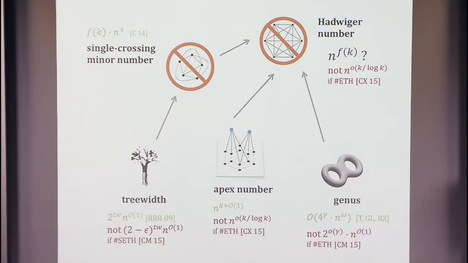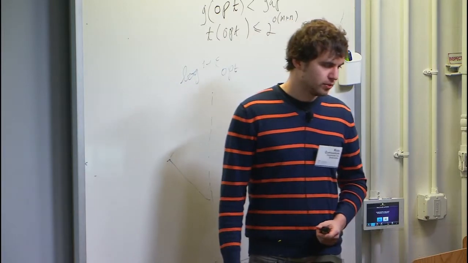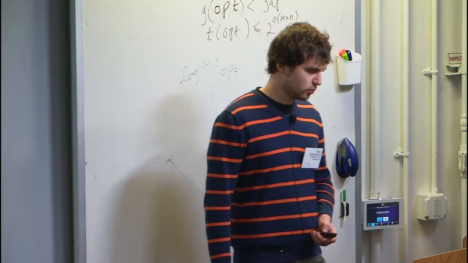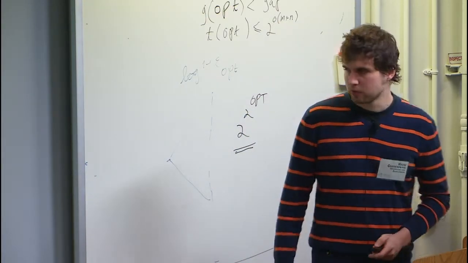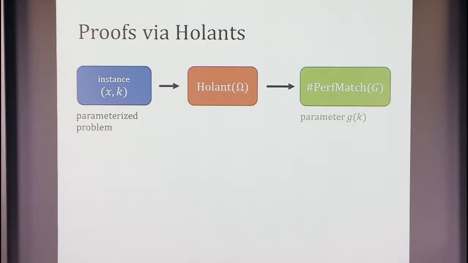And what I want to show in the remainder of this talk is how to prove such stuff. So in particular, I want to show a lower bound for the apex number under #ETH. So I want to show that this trivial algorithm cannot be improved by too much, assuming that #ETH holds. And we have a general proof approach for proving these kind of statements. So for proving lower bounds, and also for proving upper bounds, we can use the so-called Holant framework. So I will explain later what that actually is.